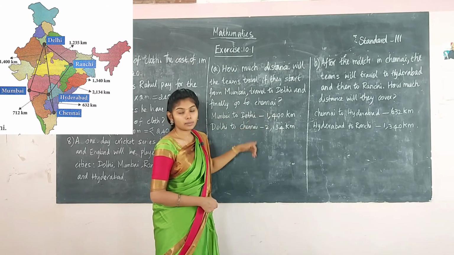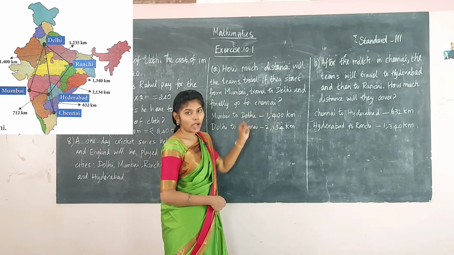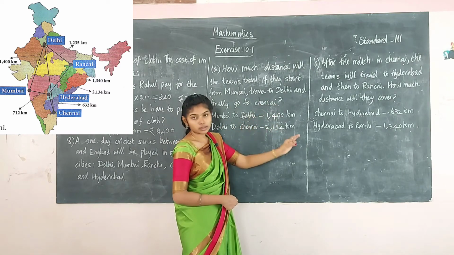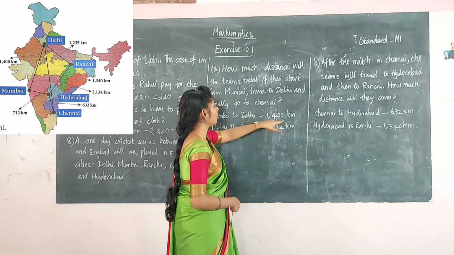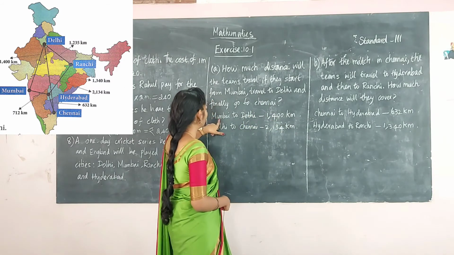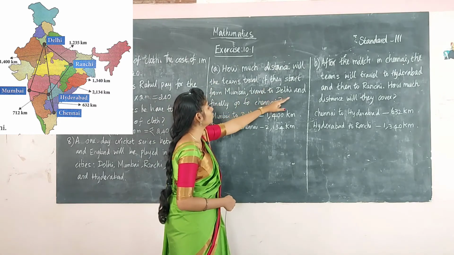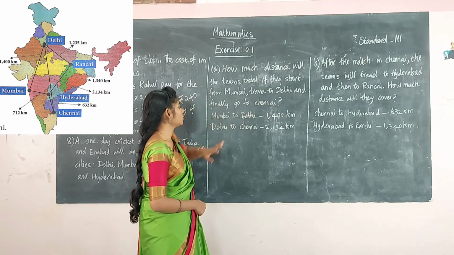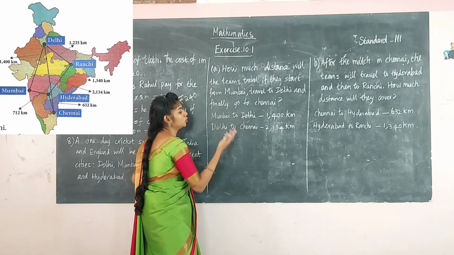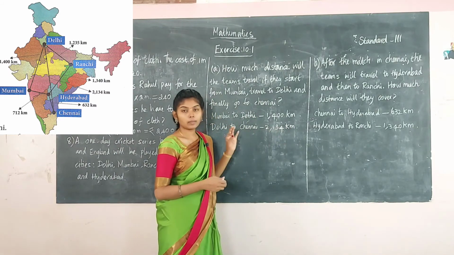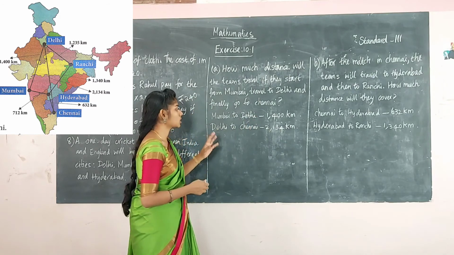You have to find this kilometer only in the map. It is not given separately. You have to look at the map and you have to find the answer. How many kilometers between the two cities, you are going to find. And 1400 kilometer from Mumbai to Delhi. They start from Mumbai to Delhi. They travel to Delhi and finally go to Chennai. From Delhi they travel to Chennai. So that is 2134 kilometer. In the map itself it is marked how much distance.